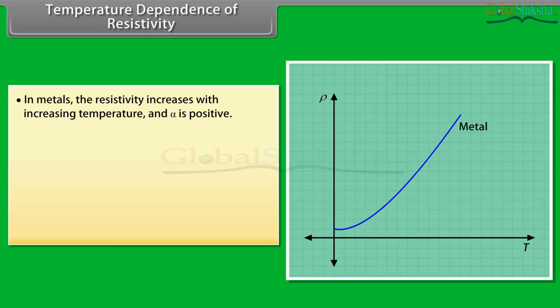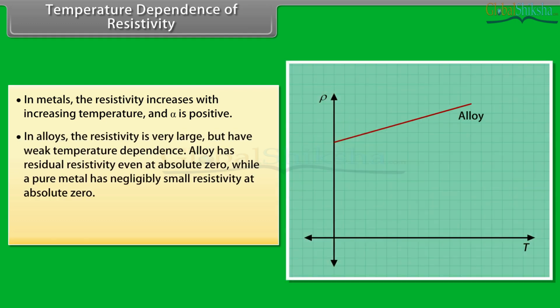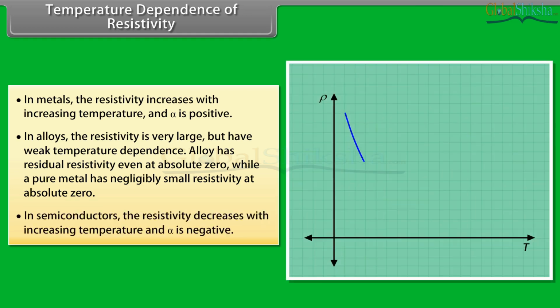In metals, the resistivity increases with increasing temperature and alpha is positive. In alloys, the resistivity is very large but has weak temperature dependence. An alloy has residual resistivity even at absolute zero, while a pure metal has negligibly small resistivity at absolute zero. In semiconductors, the resistivity decreases with increasing temperature, and alpha is negative.